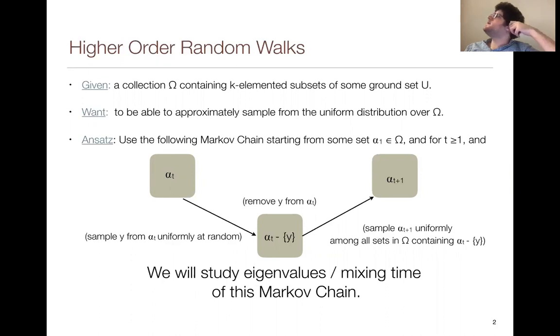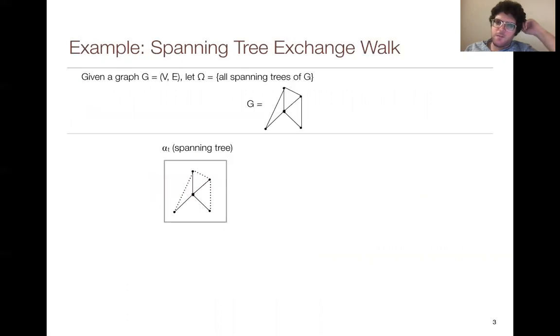And it is because of this we expect that when we run this Markov chain for sufficiently many steps, we will eventually get really, really close to a set whose distribution is really close to being uniform. And the number of steps we need to get a set whose distribution is really close to uniform is called the mixing time of this Markov chain. And we will be studying this by way of studying the eigenvalues of this Markov chain.